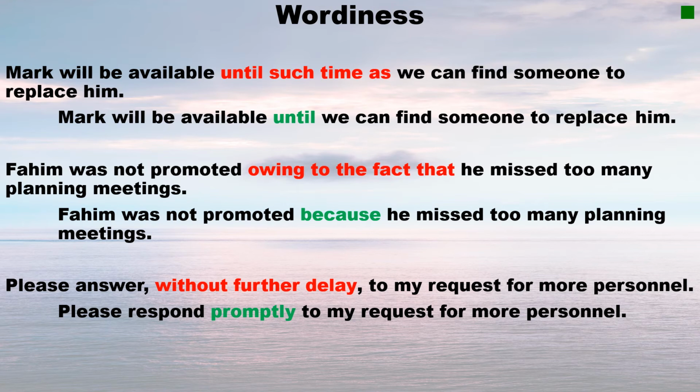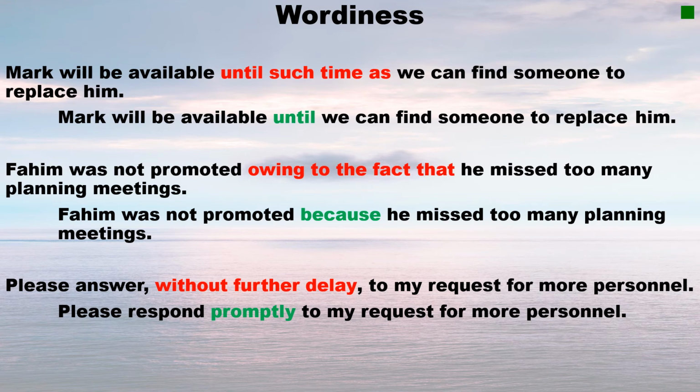Fahim was not promoted owing to the fact that he missed too many planning meetings. Well, we don't need that large phrase in the middle of this sentence either. Fahim was not promoted because he missed too many planning meetings. Perfect. So we have 5 words replaced with just 1, and it's made a much clearer, much crisper sentence, and that is exactly what we want to see.